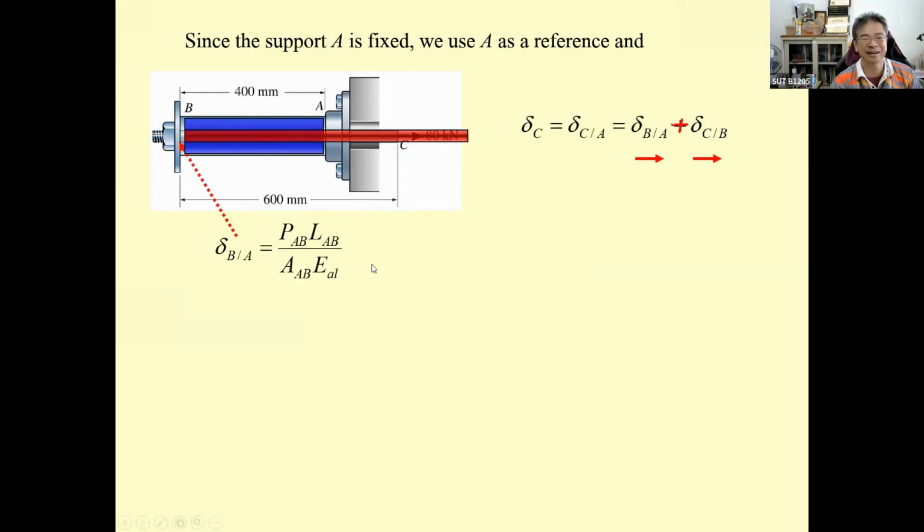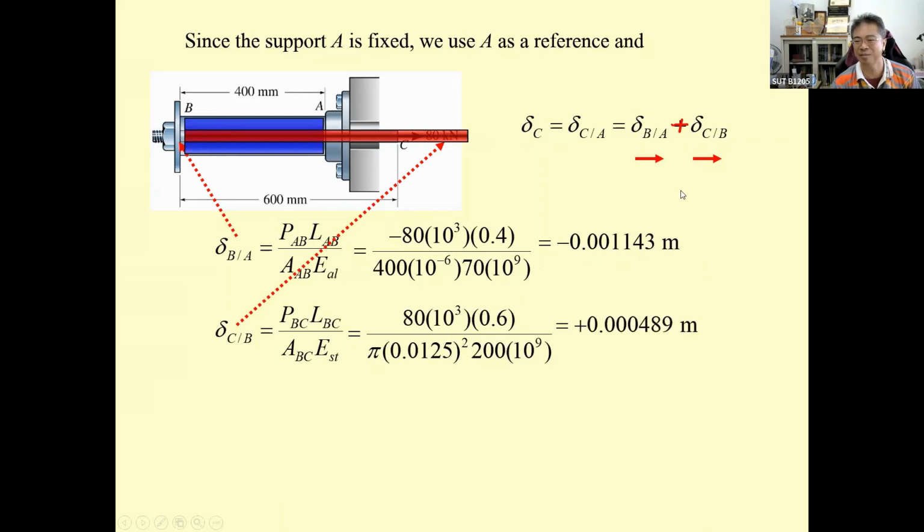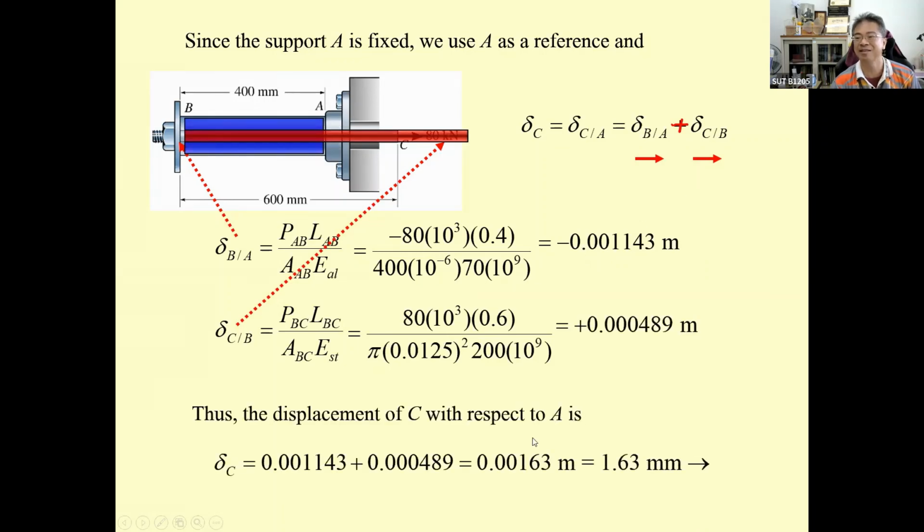And then since the tube is 80 kilonewton, and then 400 millimeter change to meter, and A change to meter square, and this is gigapascal, okay, Newton per square meter. You got to get the contraction of the aluminum tube to be this number. And for the rod, you're going to get the elongation by this number. Since they move in the same direction, you just sum them up.